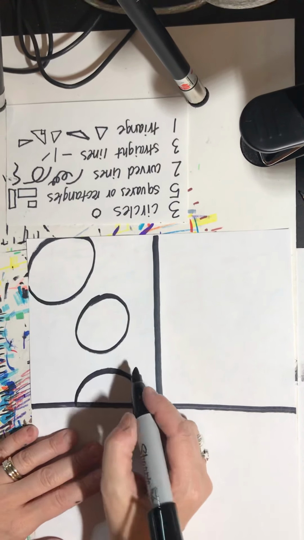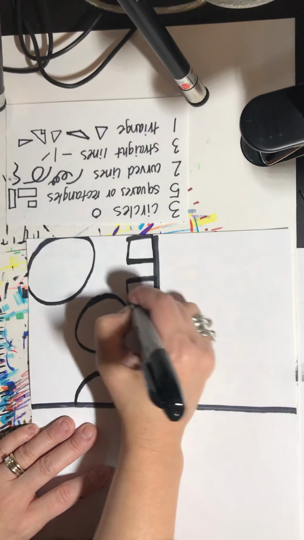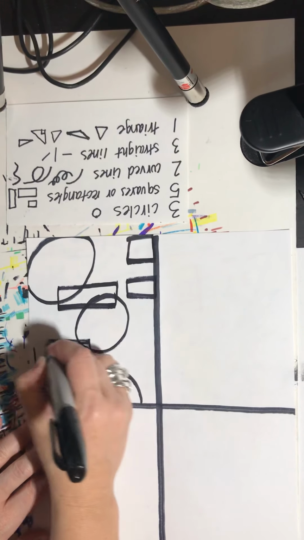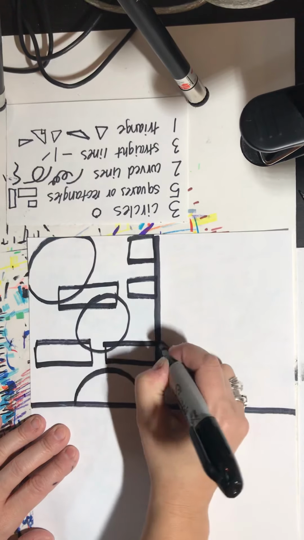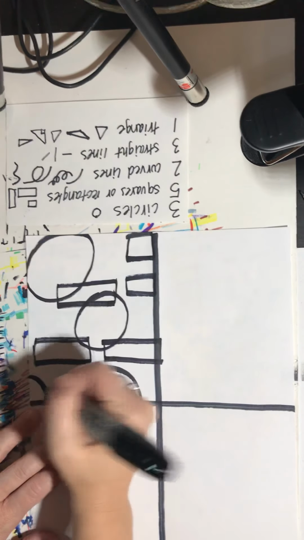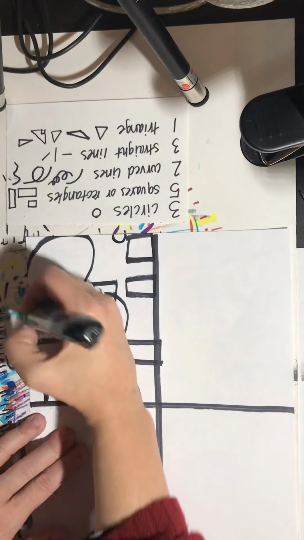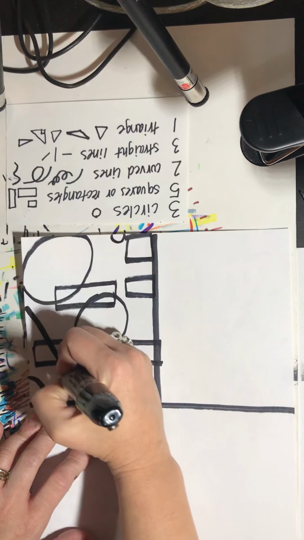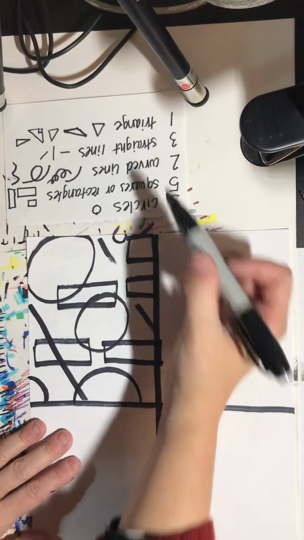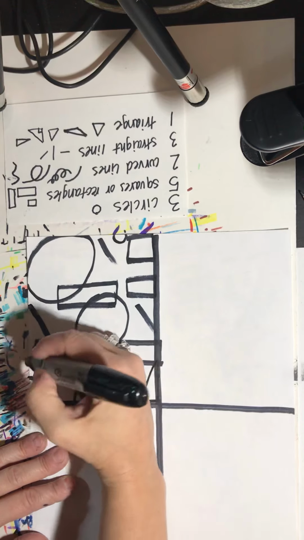So I've drawn my 3 circles. Then I'm going to do 5 squares or rectangles. 1, 2, 3, 4, 5. And remember, these are just practice. 2 curved lines. So I'm going to do a curved line here, and I'm going to do a curved line here. They look like circles, and that's okay. 3 straight lines. 1, 2, 3, because they don't have to go from edge to edge. And then 1 triangle. So here's my triangle down here in the corner.